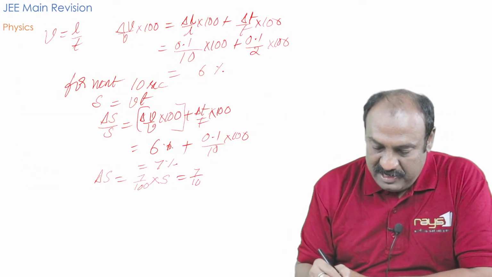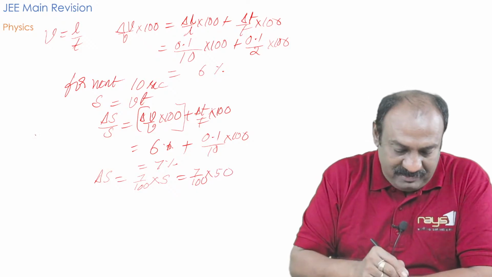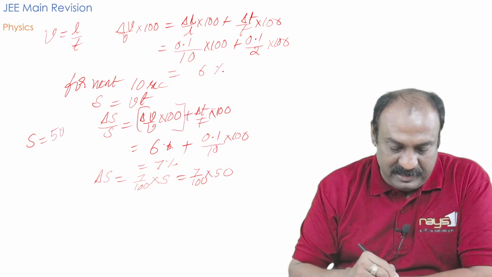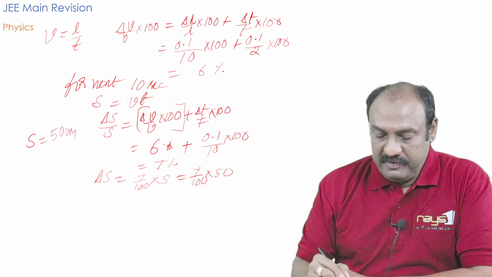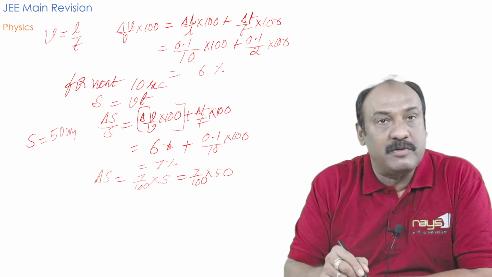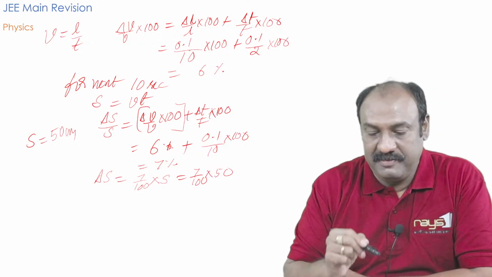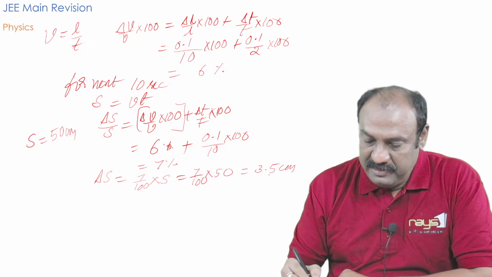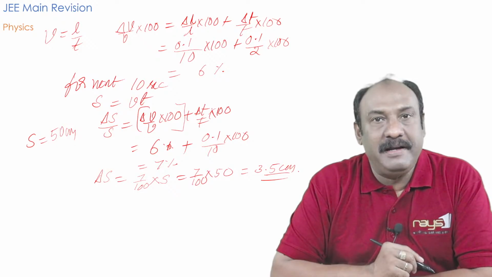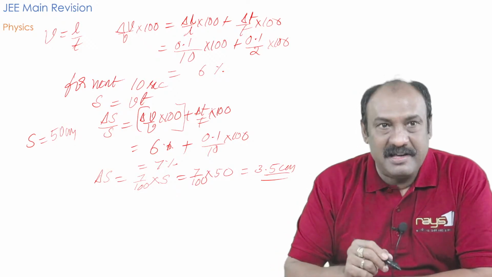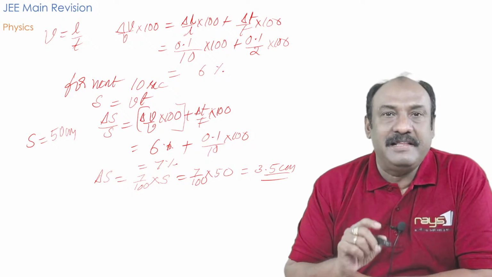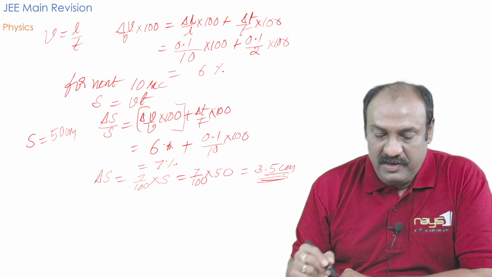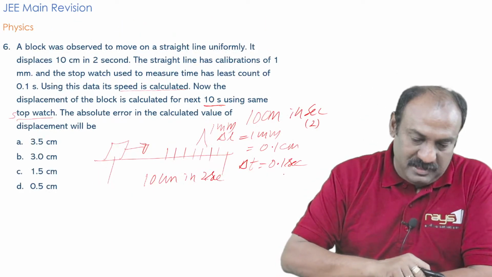Therefore 10 by 100 into 50. Here S, the total distance moved in 10 seconds, is 50 centimeters. So therefore 7 by 100 into 10, because I consider this one in centimeters. Here it is 3.5 centimeter. That is the error in the measurement of distance covered by the block that moves uniformly along a straight line. So, the answer is 3.5 centimeter for question number 6.